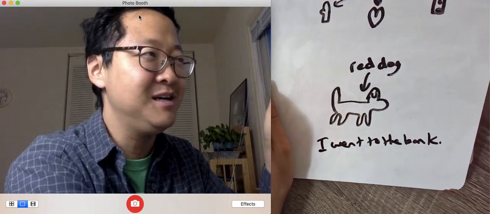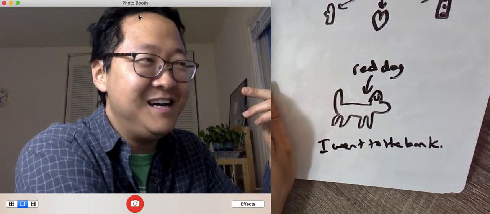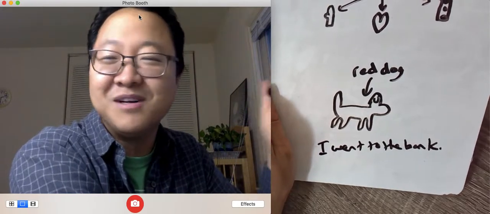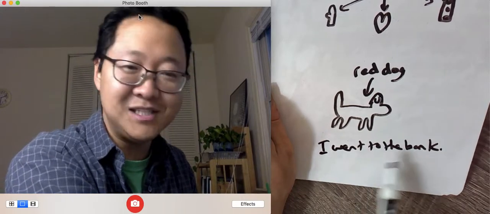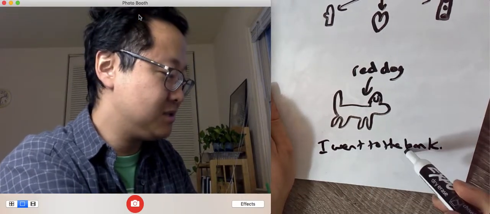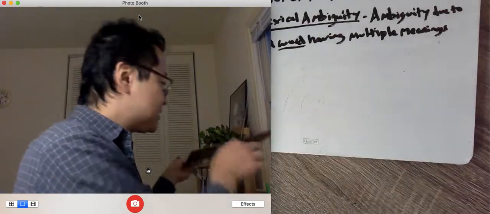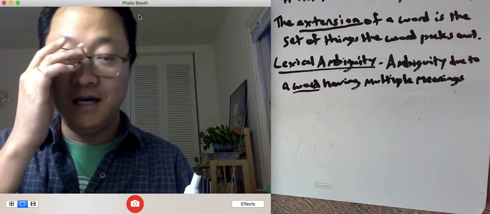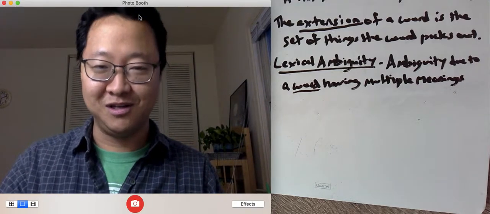I went to Capital One, let's say, or Wells Fargo, or just one of those banks. So that's I went to the bank, and this sentence is going to have multiple meanings due to this one word having multiple meanings. Okay, so lexical ambiguity is actually the most straightforward type of ambiguity. It's a little easier to understand than the next type of ambiguity, which we will learn.